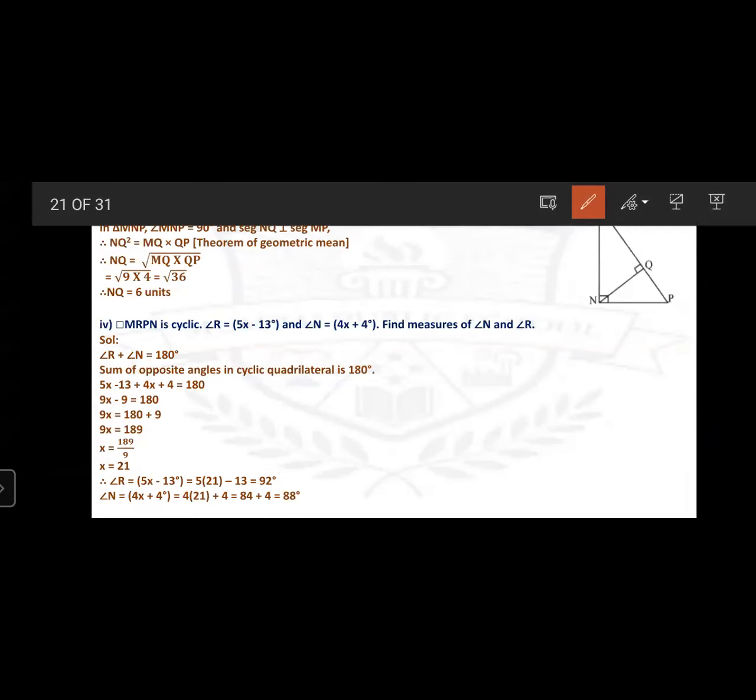Next, angle N. Angle N is equal to 4x plus 4 degrees. We put x is equal to 21 here. So 4 into 21 plus 4, that is 84 plus 4 is equal to 88. Again we check whether our answer is correct or not.